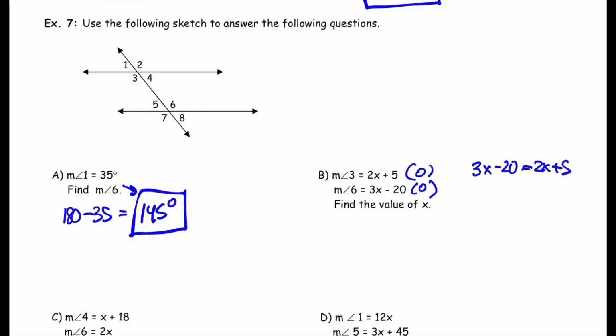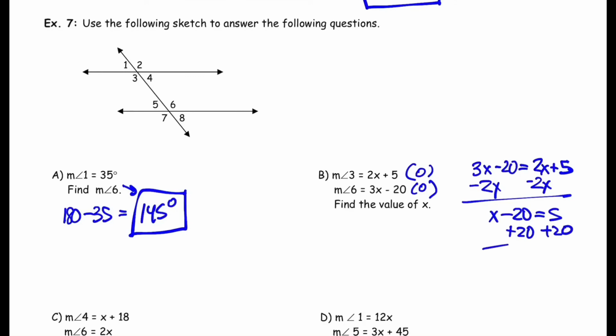And again, we're seeing this for the second time today. If your variables are on opposite sides, you want to take the smaller one and move it to the other side. So I'm going to take that and move it over here. I'm going to subtract 2x from both sides. So I get x minus 20 equals 5. Now I'm going to add 20 to both sides, and I get x equals 25.